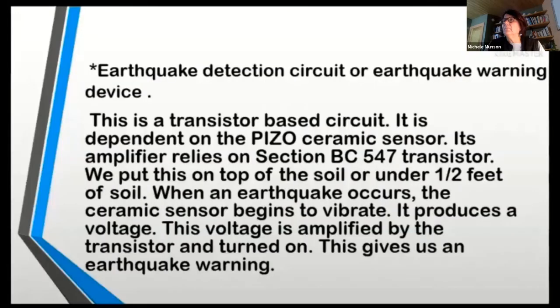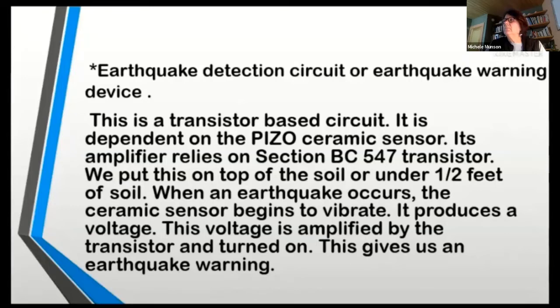Fourth one is earthquake detection circuit or earthquake warning device. This is a transistor based circuit. It is dependent on the piezoceramic sensor. Its amplifier relies on the BC547 transistor. We put this on the top of the soil or under half a foot of soil.